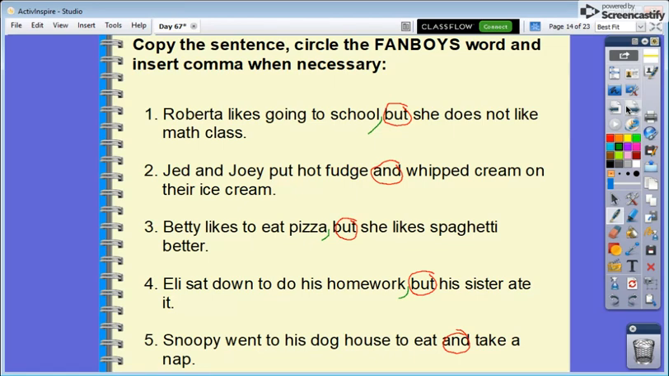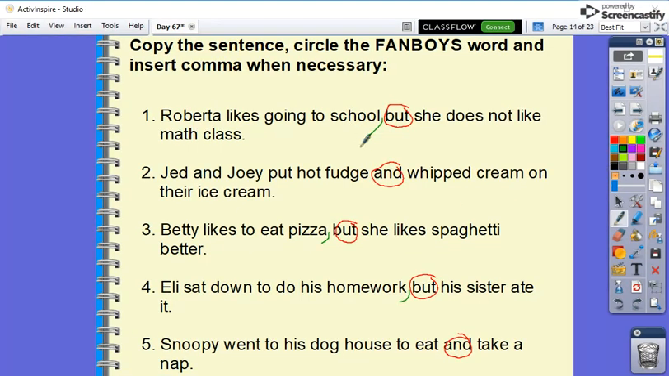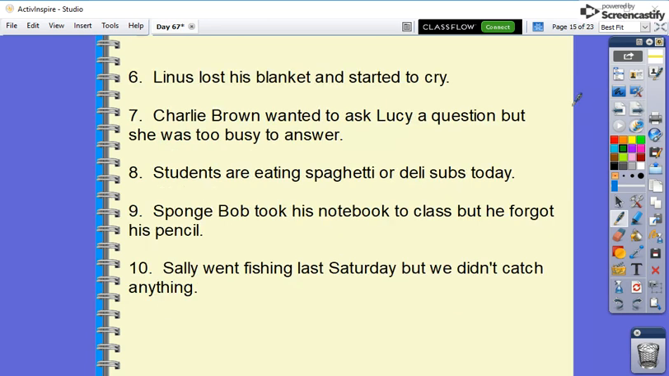Check your work now. You should have put commas in sentences 1, 3, and 4. Sentences 2 and 5 were not complete sentences, so therefore they do not need a comma. Complete the same for 6 through 10. Pause the video to complete the questions and start it again when you're finished. You should have added commas for questions 7, 9, and 10. Sentences 6 and 8 were not complete sentences, so therefore they do not need a comma.